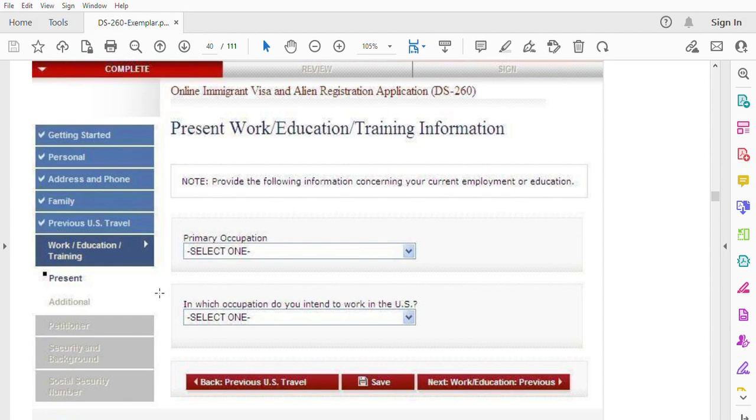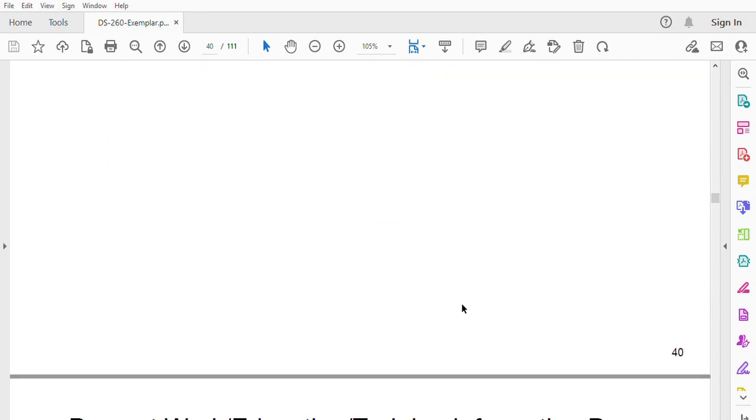I just want to emphasize this question right here. When you answer this one, please remember it, because they will ask you about it when you have your interview. I guarantee you they will. So just remember this one. In which occupation do you intend to work in the US? Because my spouse, they asked her this question. So we're going to go to the next page.